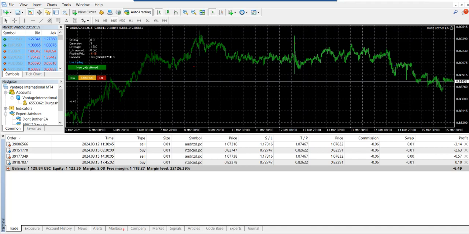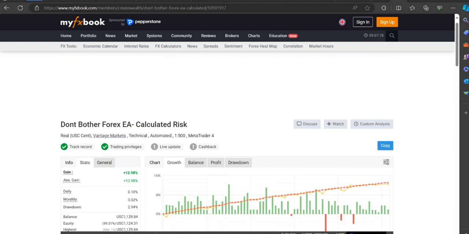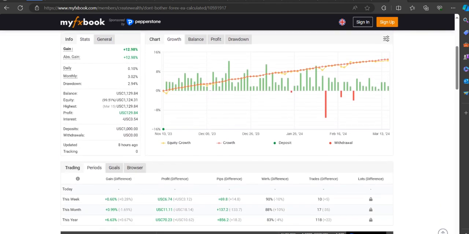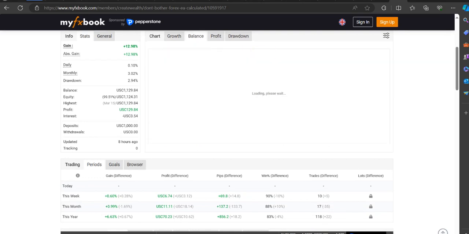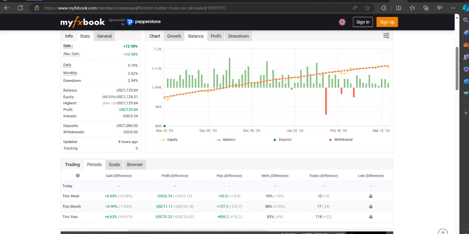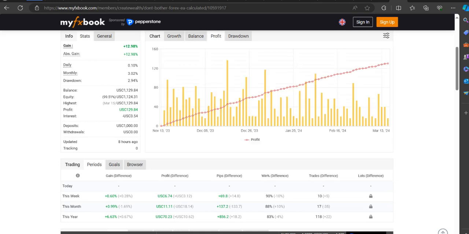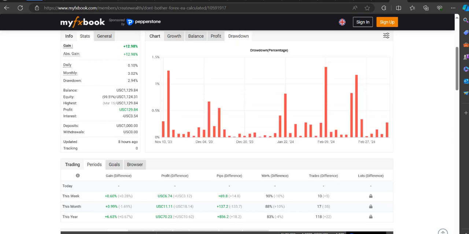And let's go to my FX Book link. You can check the statistics over there as well. So here is my FX Book link page for the calculated or significant risk. This is the growth graph. This is the balance graph. This is the profit graph, and this is the drawdown graph. These links are already mentioned in the video description, so you can just check them out.